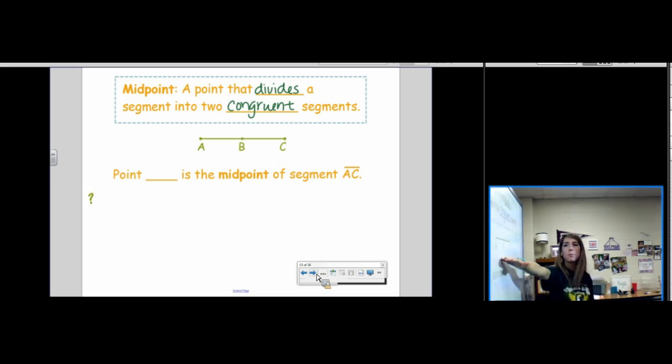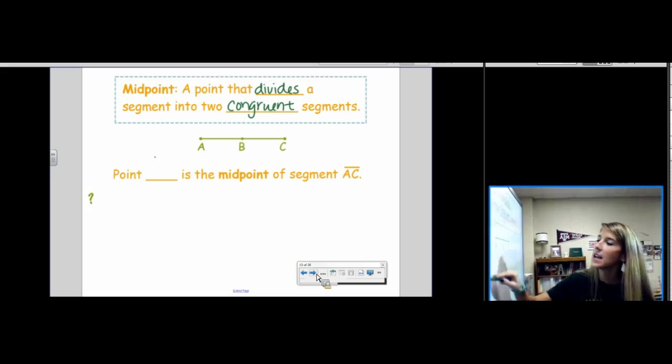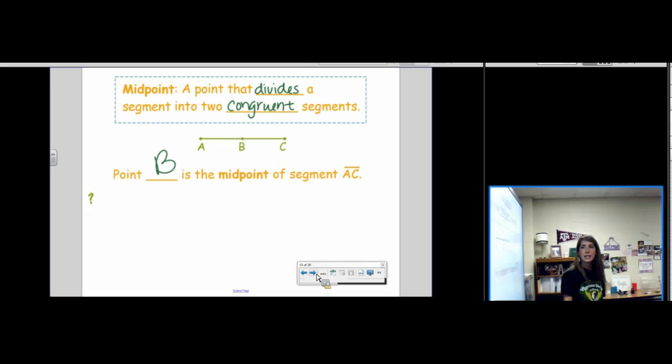Okay, which point is the midpoint? Sorry, I'm insulting your intelligence. Which one's the midpoint? B. Point B is the midpoint of segment AC. What do I need to add in my picture to show that B really is the midpoint? Tick marks. Awesome.